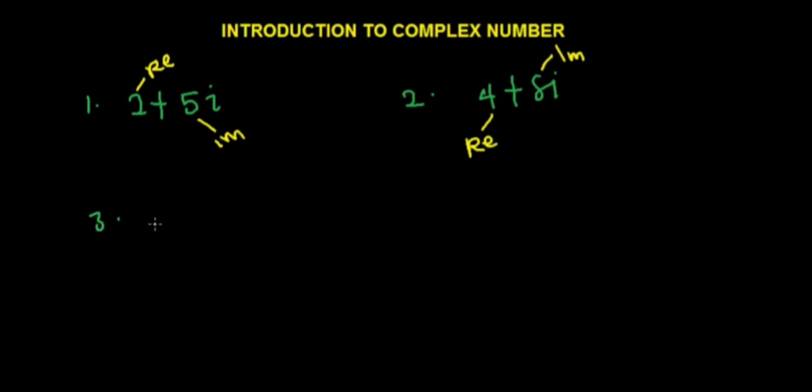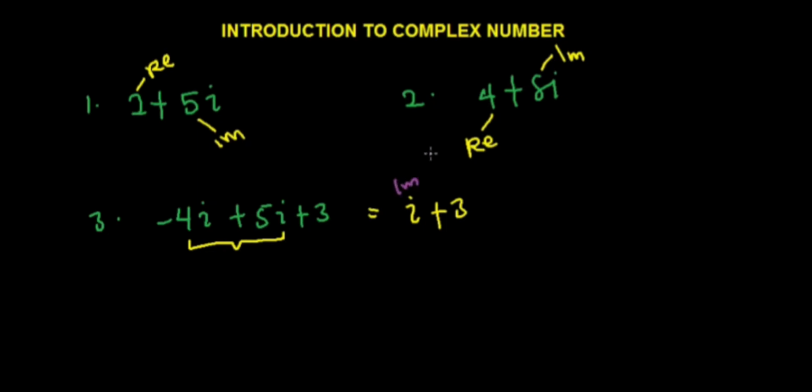If I have minus 4i plus 5i plus 3, what will be the imaginary part? You can't conclude yet. You have to work on these two guys. Okay, that will be i plus 3. So my imaginary part here will be 1, right? Because the coefficient of this one is 1. Whereas this one will be what? The real. It's very, very simple.